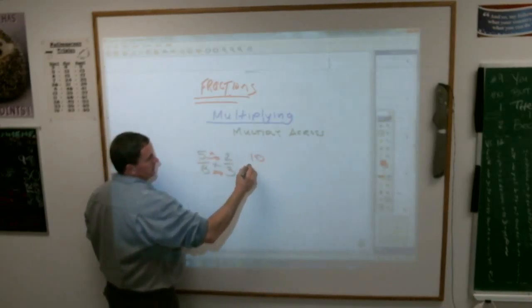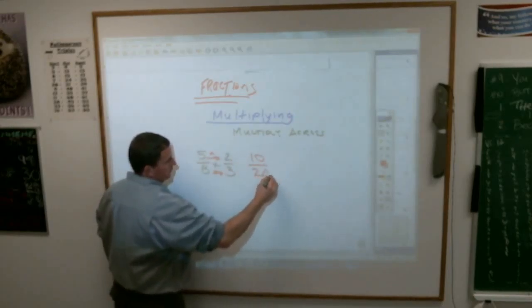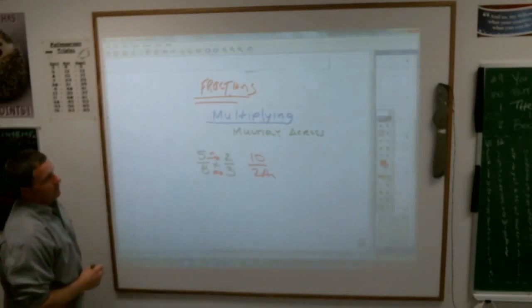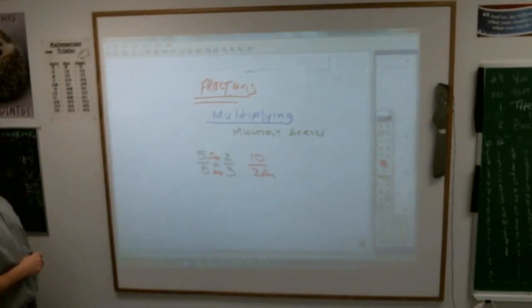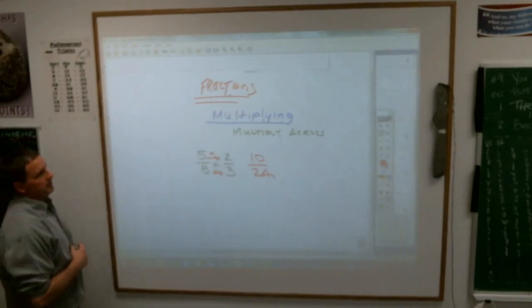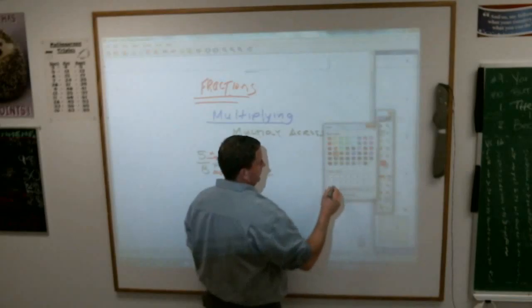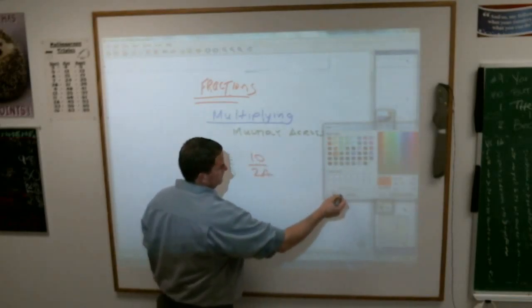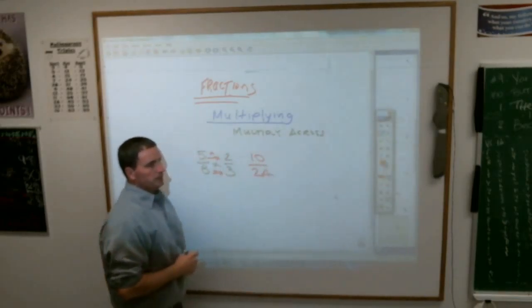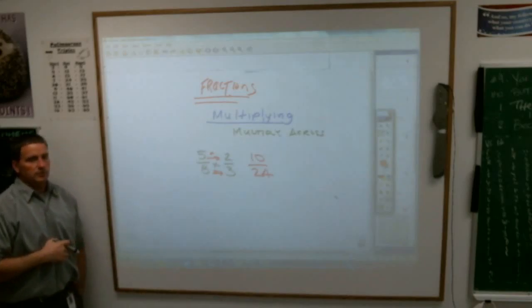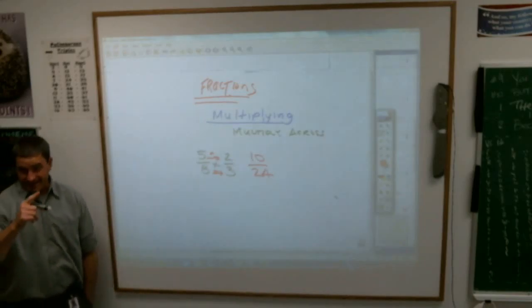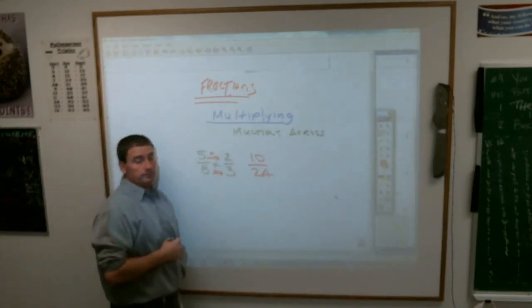You get 10/24. Which leads us to the other thing they talk about today, which is reducing fractions, which we've done before, so maybe this won't be so bad here. What do I do with 10/24? Because 10/24 is not reduced, it's not in what we call its simplest form.